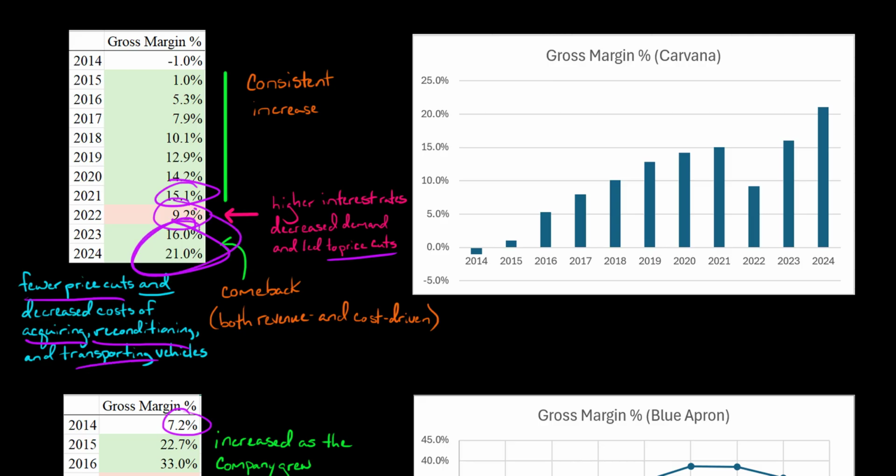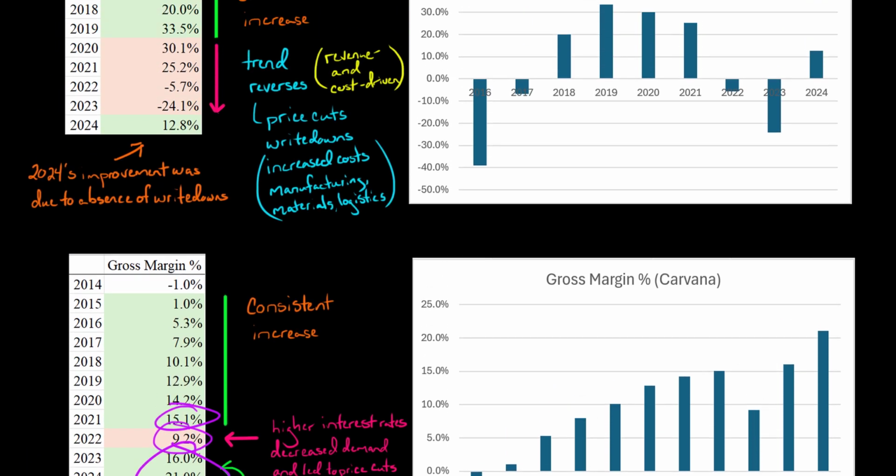So basically, 2023 and 2024 was a comeback story for Carvana, both revenue and cost driven. They didn't have to do the price cuts they had to do in 2022, and costs were coming down. So that's why we explained this bad year here. Interest rates went up, demand went down, had to do price cuts, squeeze margins. But then in the next couple of years, 2023 and 2024, they didn't have to do the price cuts. Costs were coming down. Good thing for Carvana. Gross margin percentage starts going up again.